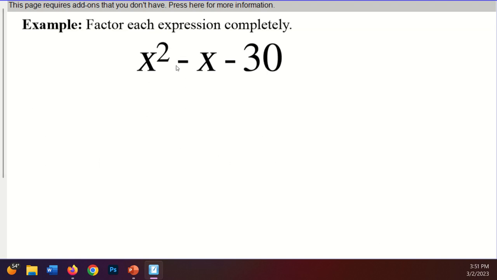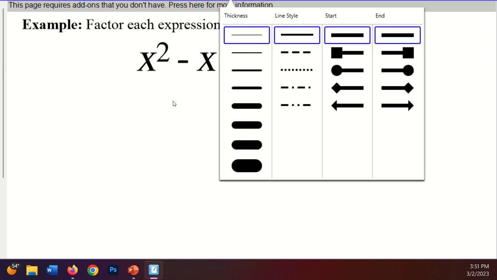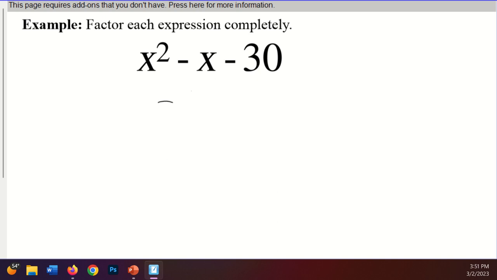Here I have x squared minus x minus 30. And so what I'm going to do is write a multiplication such that it's equal to negative 30. And then I'm going to write an addition so that it's equal to negative 1. And remember, if there's no number there, we assume that it's a 1. And since it's negative, we'll put it there.